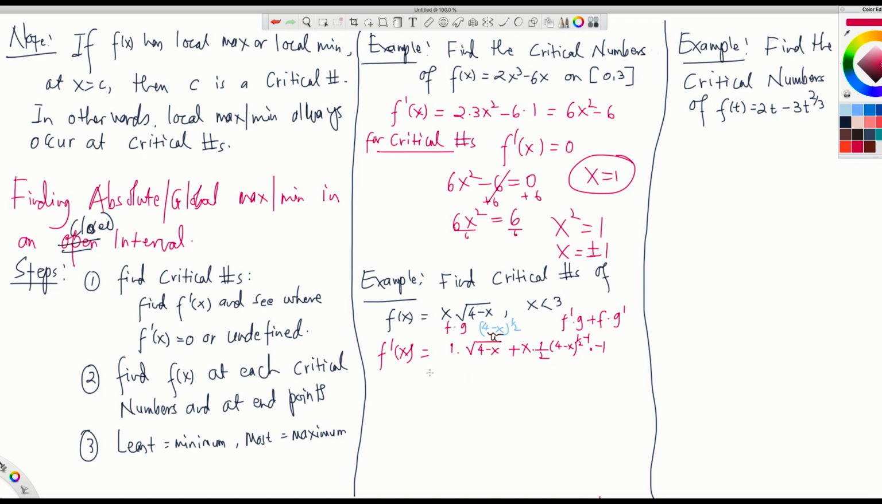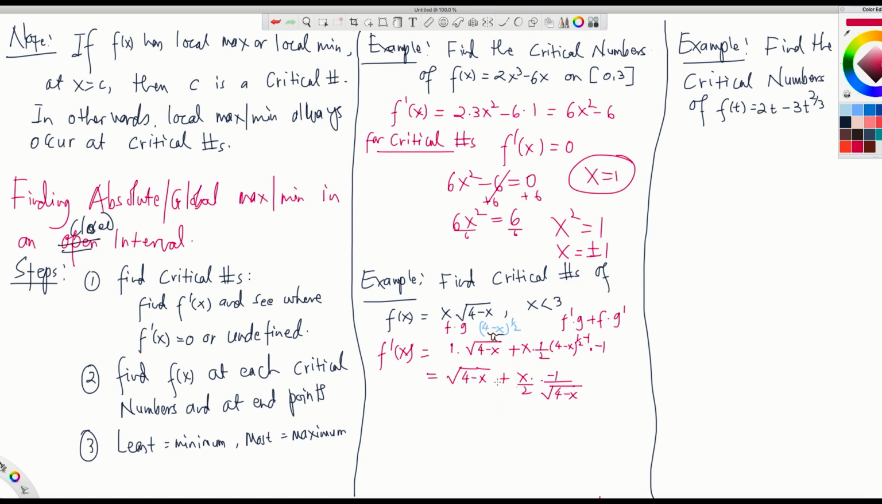Okay, so if you simplify this, what do you get? Root under 4 minus x times 1 is root under 4 minus x, plus x over 2 times, what do you write this one? You can write 1 over root 4 minus x, right? And then there is negative 1 there, negative 1 times that. Why did I do that? Because the exponent will be negative 1/2. If you move it to the denominator, it will be positive 1/2, but that is basically root, right?